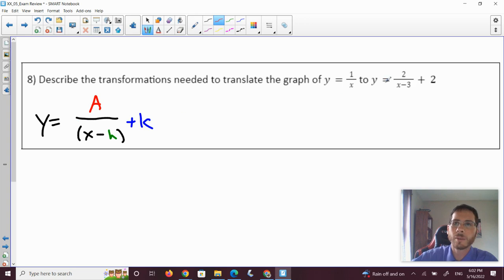So if we look at A, it's positive, so there's no flip. So we're not going to flip across the x-axis. So we do have a 2 here, though. So we are going to have a vertical stretch by 2.